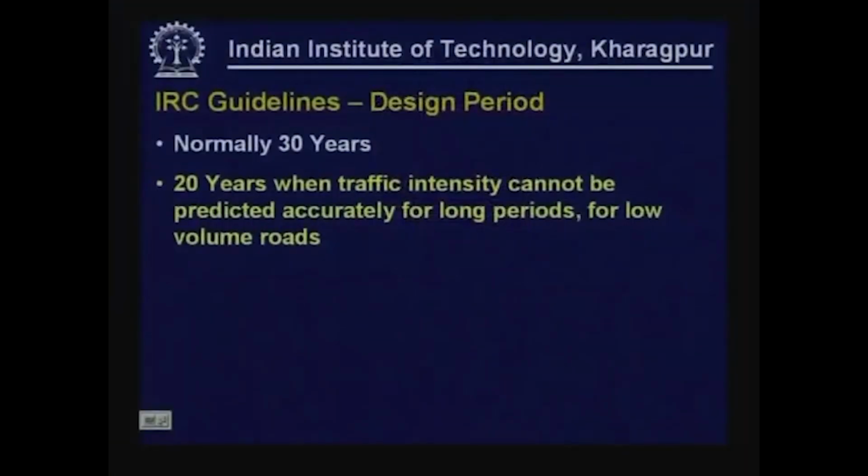The design period is normally considered as 30 years. It can be taken as 20 years when traffic intensity cannot be predicted accurately, because building concrete pavements is a very costly exercise with very high initial cost. So, if you are not very sure about the total volume of traffic that is going to be utilizing the facility over the next 30 years, because 30 years is the design period recommended by IRC 58 for concrete pavements, then we can design the pavement for a shorter duration, that is 20 years. Also for low volume roads, we design it for 20 years.